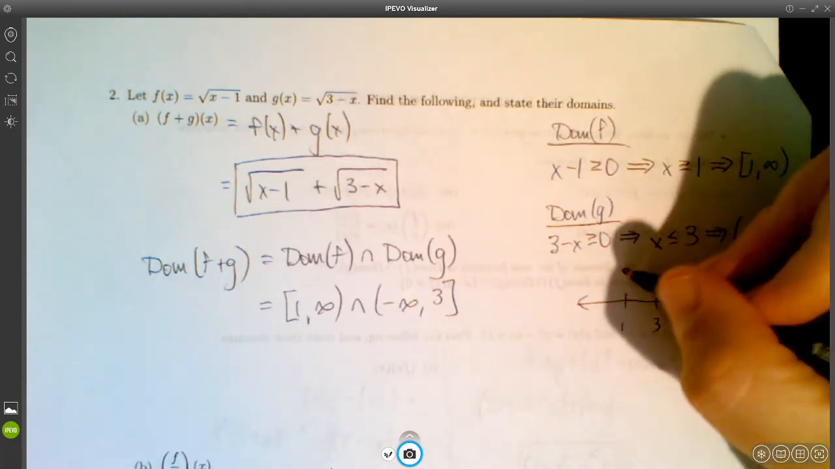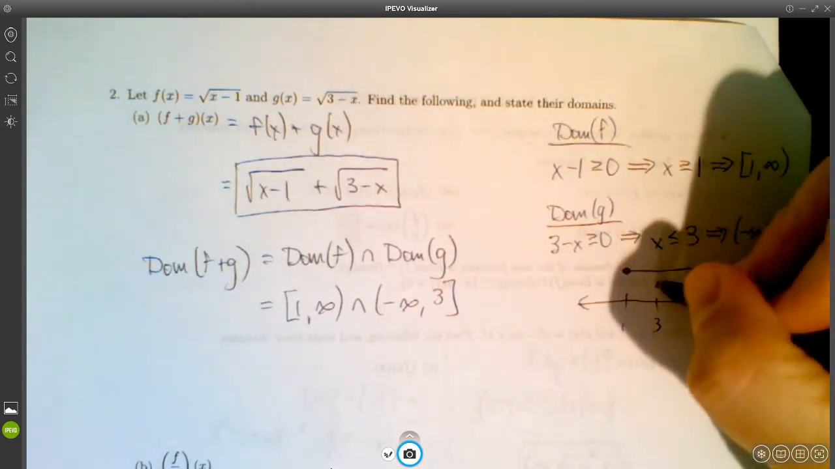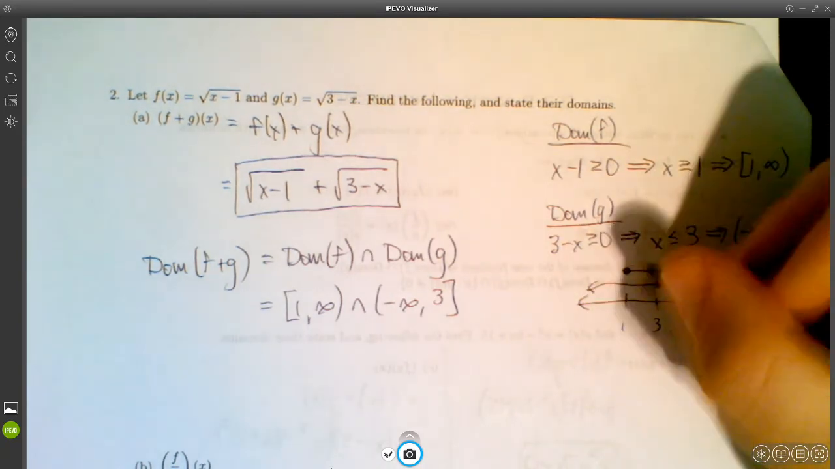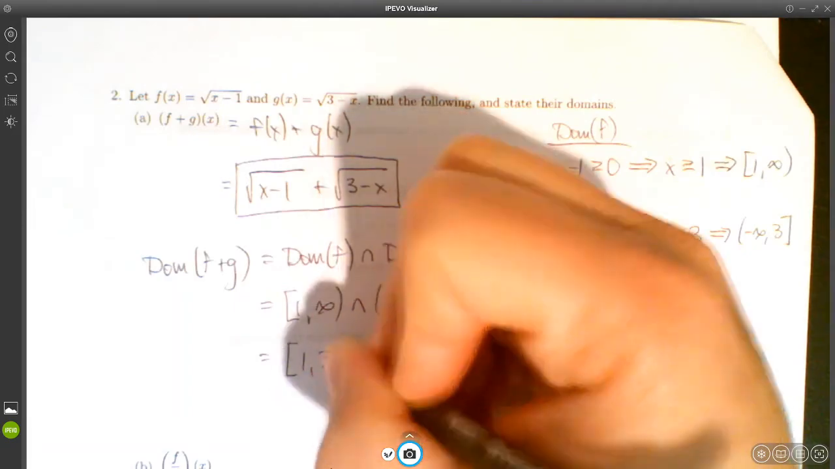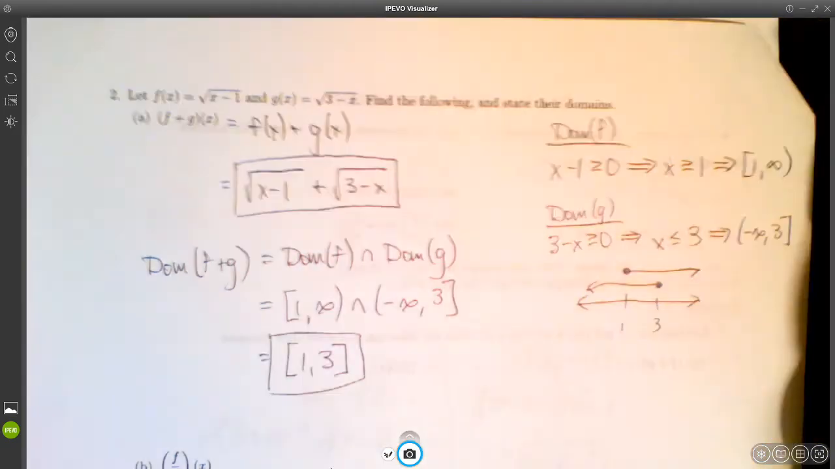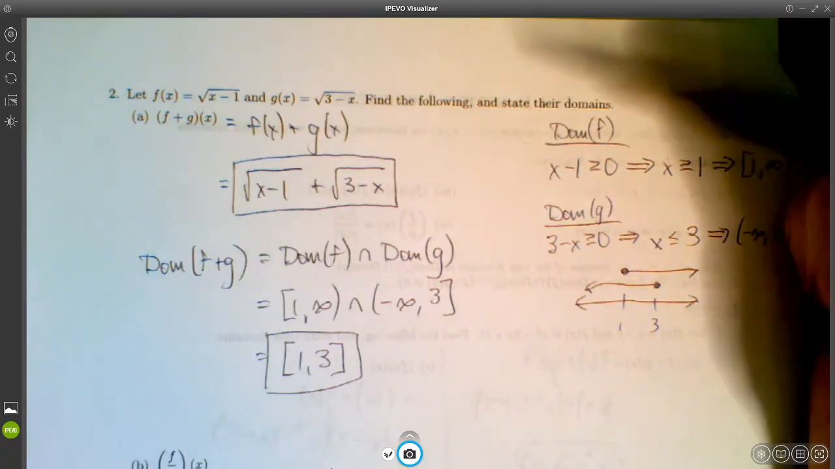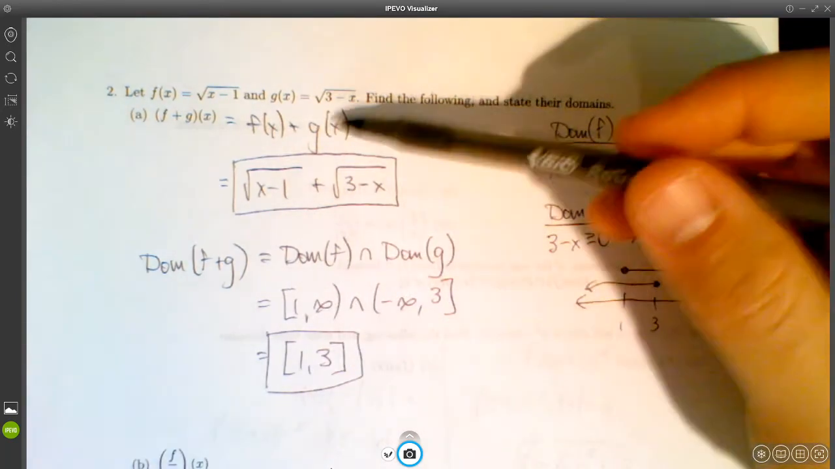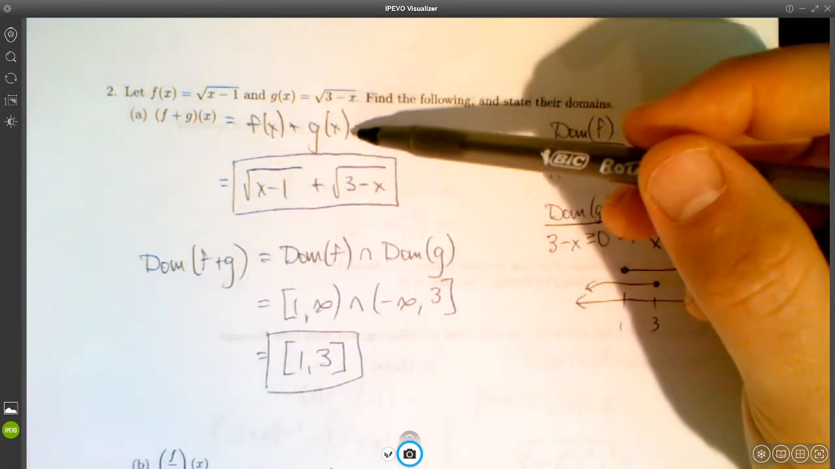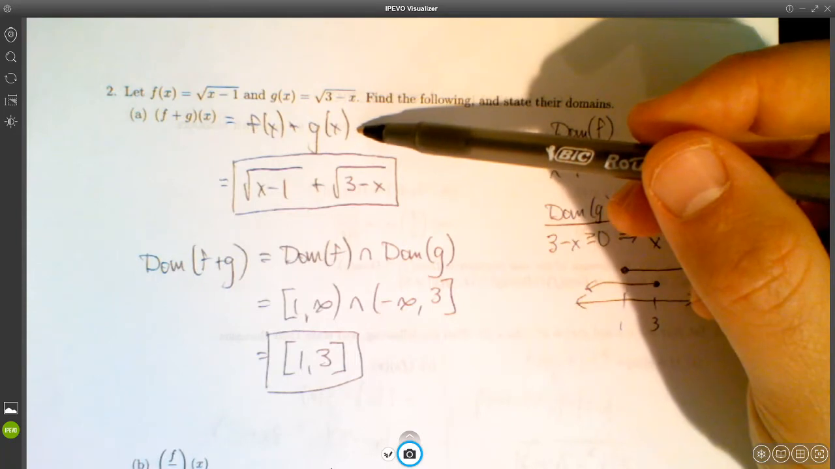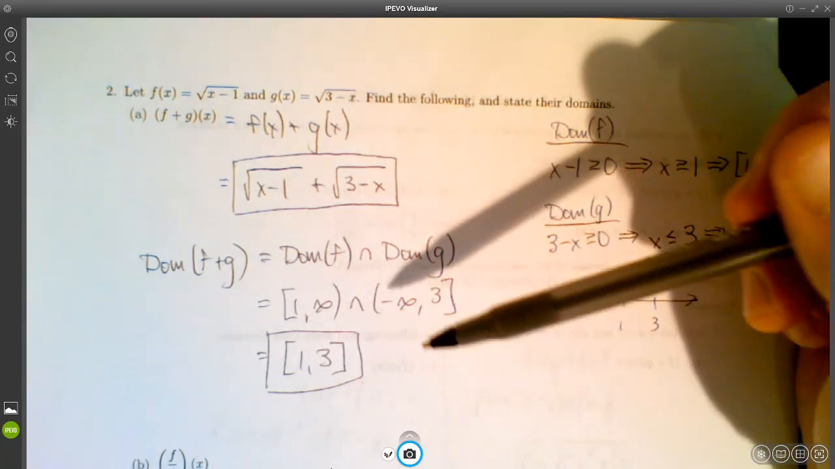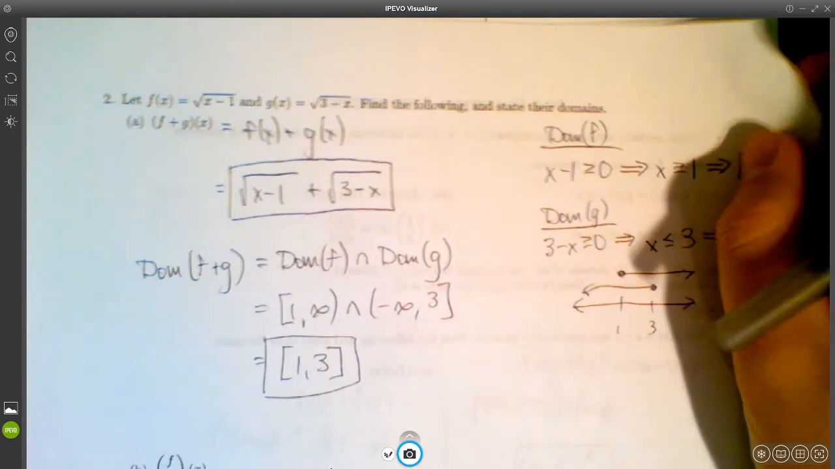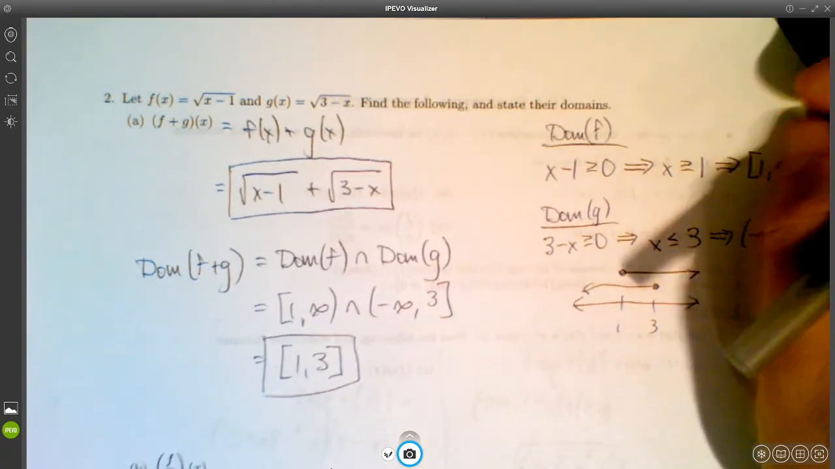Here's domain of f. Here's domain of g. And so sure enough, the intersection is going to be from 1 to 3. So there's the domain of f plus g. So this is really interesting, right? This function, this sum, is not defined for most numbers. It's only defined between 1 and 3, right? Which is kind of an interesting thing. Okay, so there's part A.